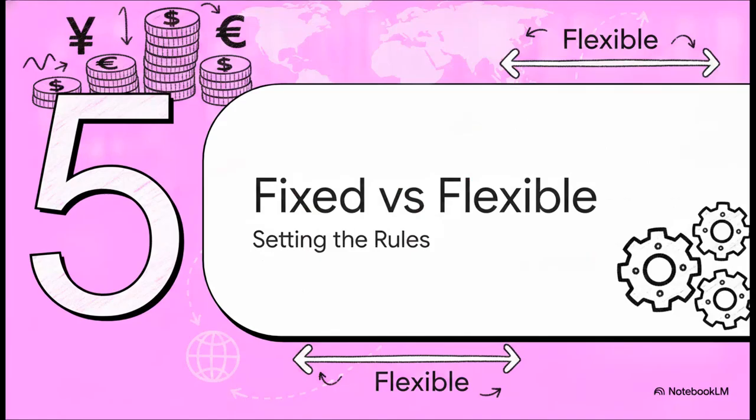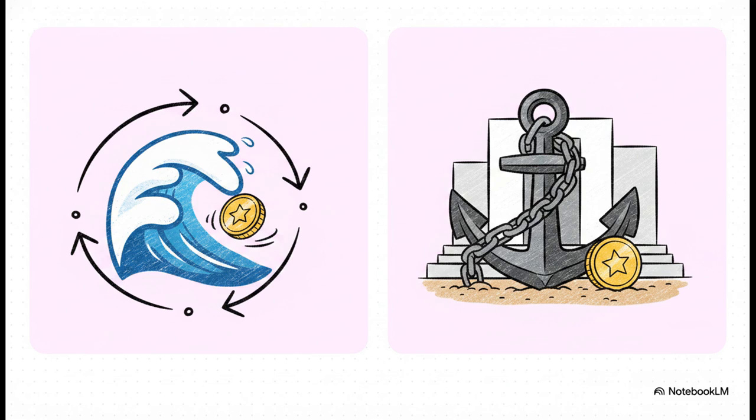Let's look at Section 5, fixed versus flexible rates, to see who actually sets the rules of the game. Under flexible exchange rates, the open market is totally in the driver's seat. Pure supply and demand dictate the currency's price, automatically adjusting day by day to balance the ledger. Under fixed exchange rates, however, the government steps in and anchors the price, literally guaranteeing conversion at a set rate.